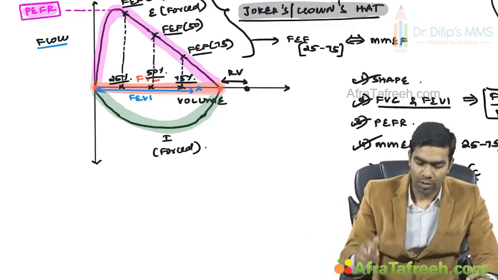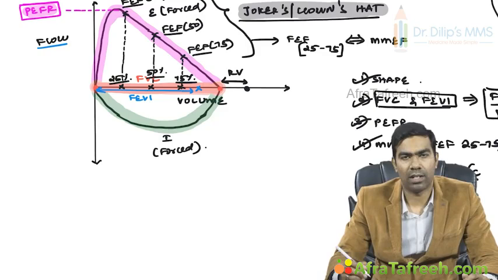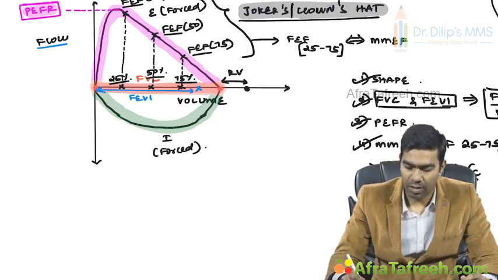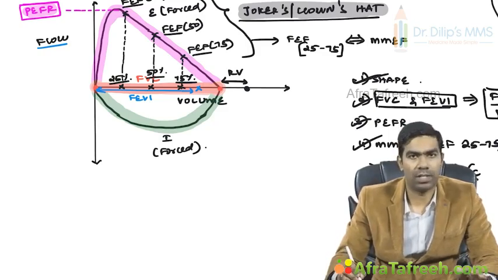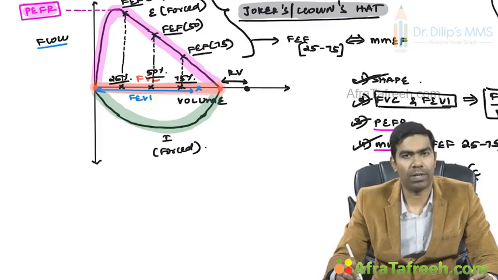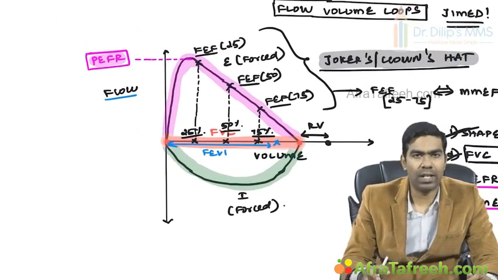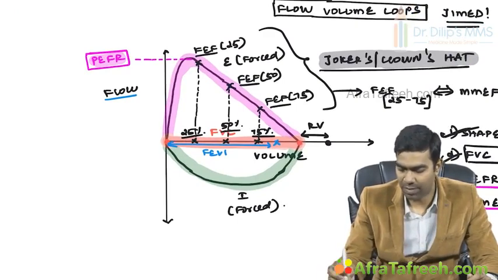Clear? So we have already found out the importance of FVC and FEV1. We are yet to find out the importance of the shape of the curve. But what is the importance of this PEFR and MMEF, maximum mid expiratory flow rate? Remember the importance of PEFR and especially the importance of this part of the curve.